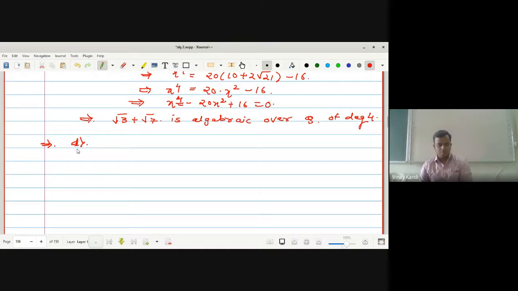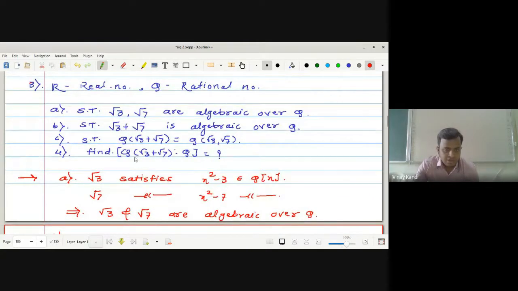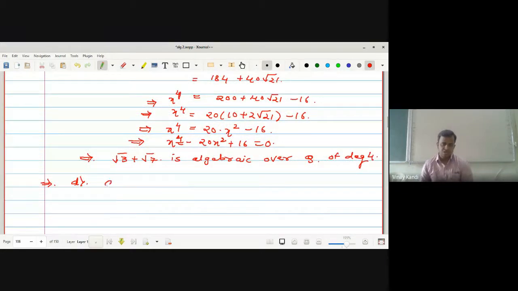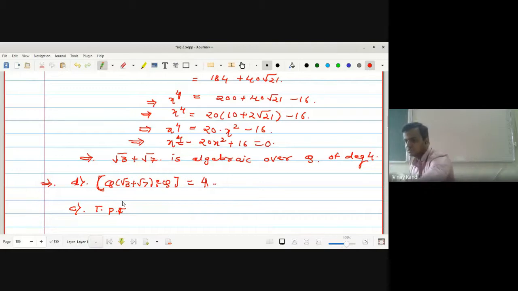Now the D part. What we have to find is the degree of Q(root 3 plus root 7) over Q. Here root 3 plus root 7 is algebraic over Q. This implies the degree of Q(root 3 plus root 7) over Q is equal to what? 4. Okay, now to prove that Q(root 3 plus root 7) is equal to Q(root 3, root 7).